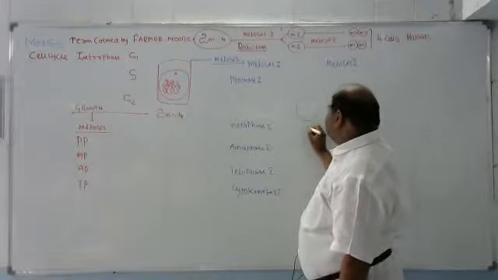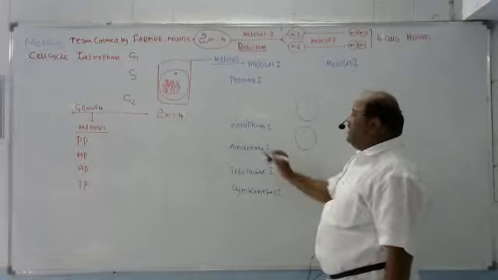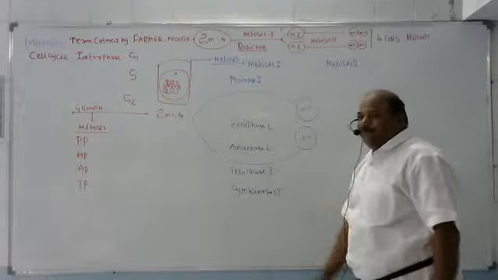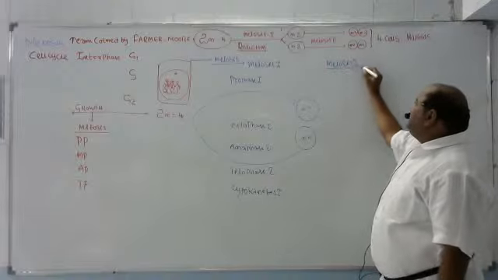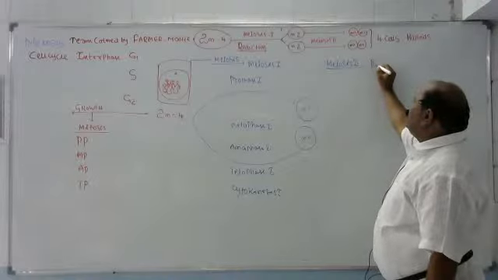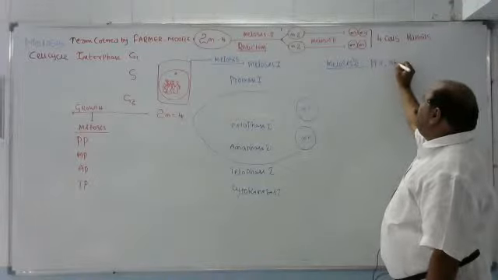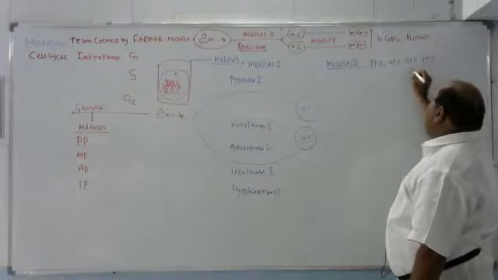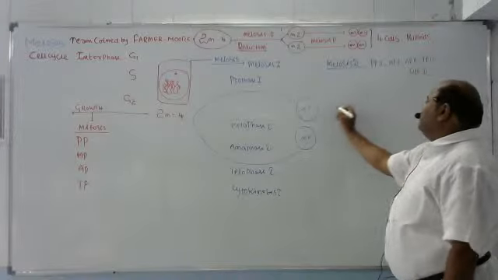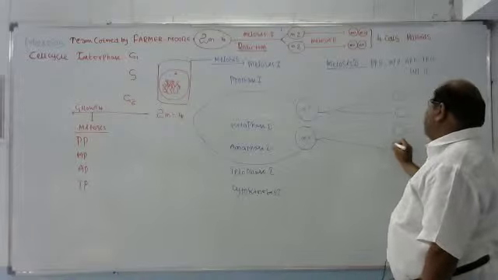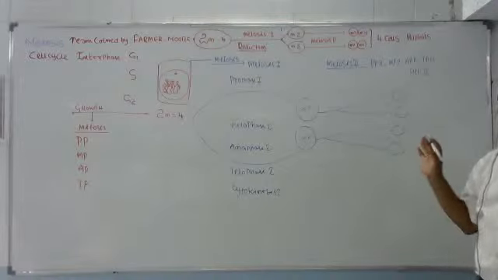The first meiosis process takes place. Now how many cells will we get here? 2 cells. Their number is reduced to half. 2n equals 4, here n equals 2, and next meiosis 2 takes place. In meiosis 2, the phases are prophase 2, metaphase 2, anaphase 2, as well as telophase 2 and cytokinesis 2. So at last, finally, how many haploid cells will we get here? 4 haploid cells.